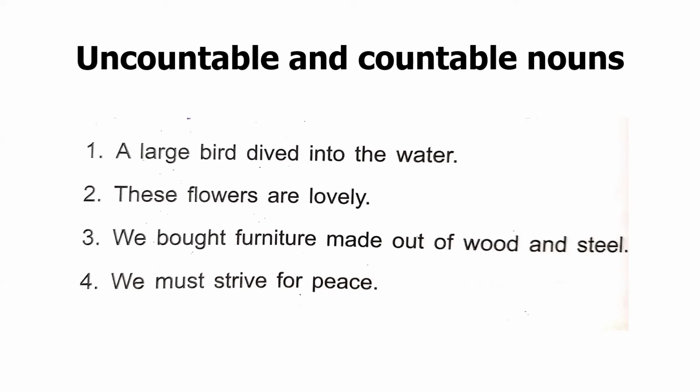These flowers are lovely. So flower is the name of something. Flower is a noun. Lovely is not a name, but it is an adjective. So the only noun in this sentence is flowers. Can we count them? One flower, two flowers, three flowers? Yes. So flower is a countable noun.